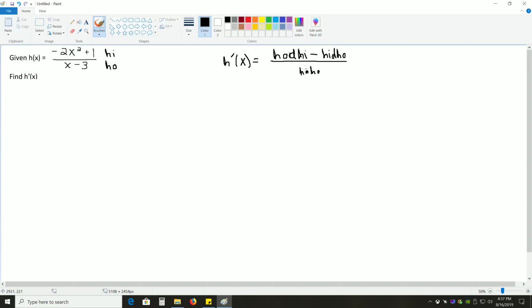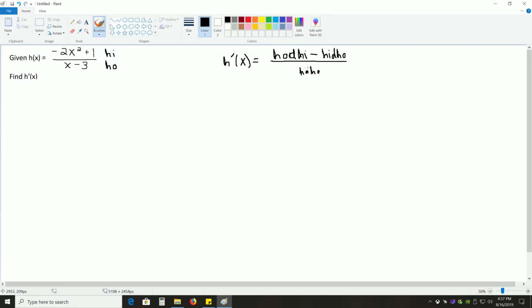Now this might look complicated, and it is at first until you start committing it to memory, but this is just a method for how you can memorize a much more complicated formula. Ho means your denominator, like we said here. D hi means the derivative of the numerator, because the numerator is hi. Minus hi is the numerator, times d ho, the derivative of the denominator, all over ho ho, the denominator times itself.